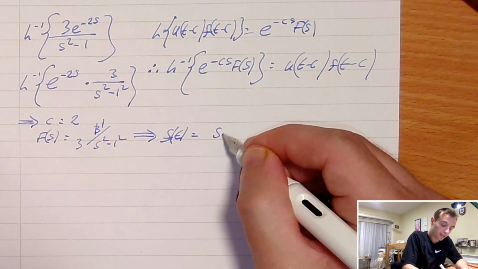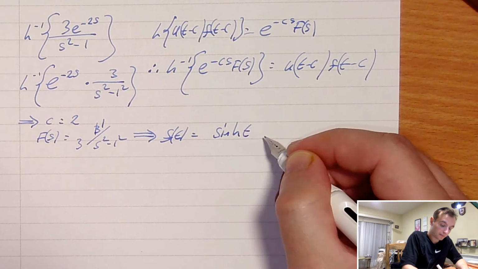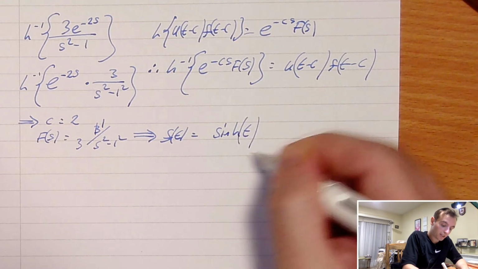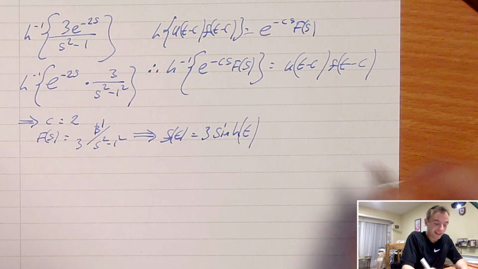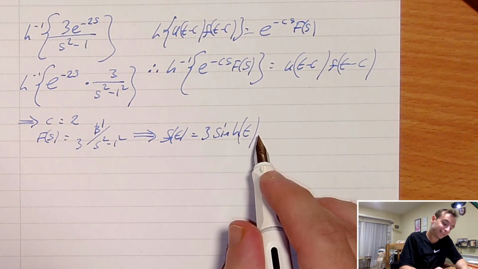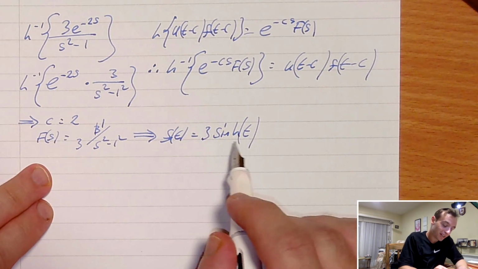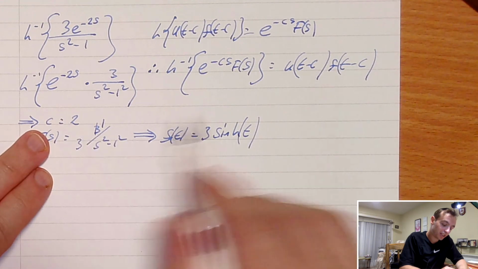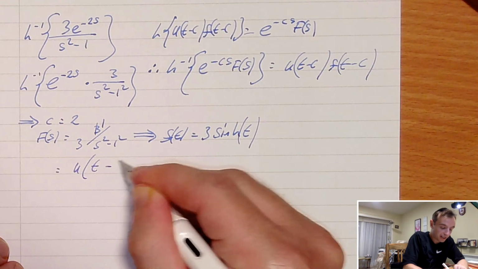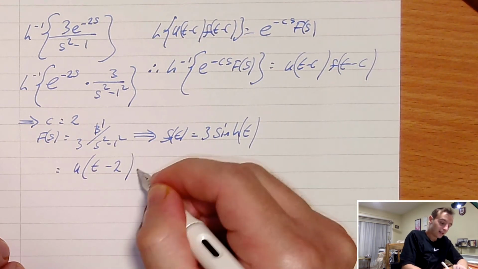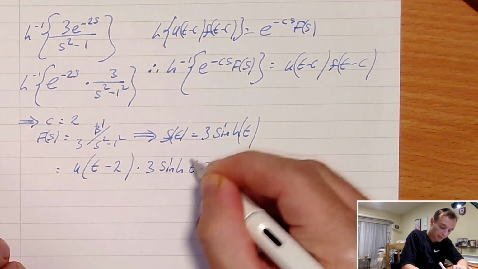So that's going to be sinh t, sinh t with a linear factor of 3. Okay, so 3 sinh t. And that's going to be f(t), and we've got c, the shift is 2. So therefore we can say that the answer is going to be u(t minus 2) times the function 3 sinh(t minus 2).